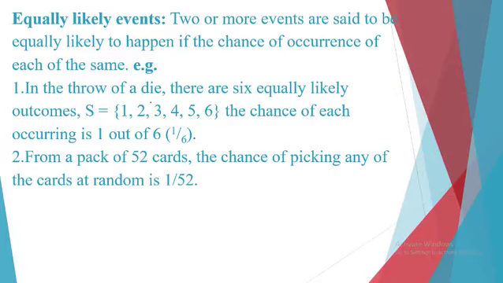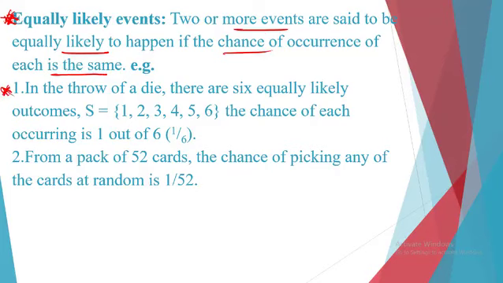Then we have what we call equally likely events. Two or more events are said to be equally likely to happen if the chance of occurrence of each is the same. If their chance of occurrence is the same, then we say that these events are equally likely to happen. Okay, so I have an example here.